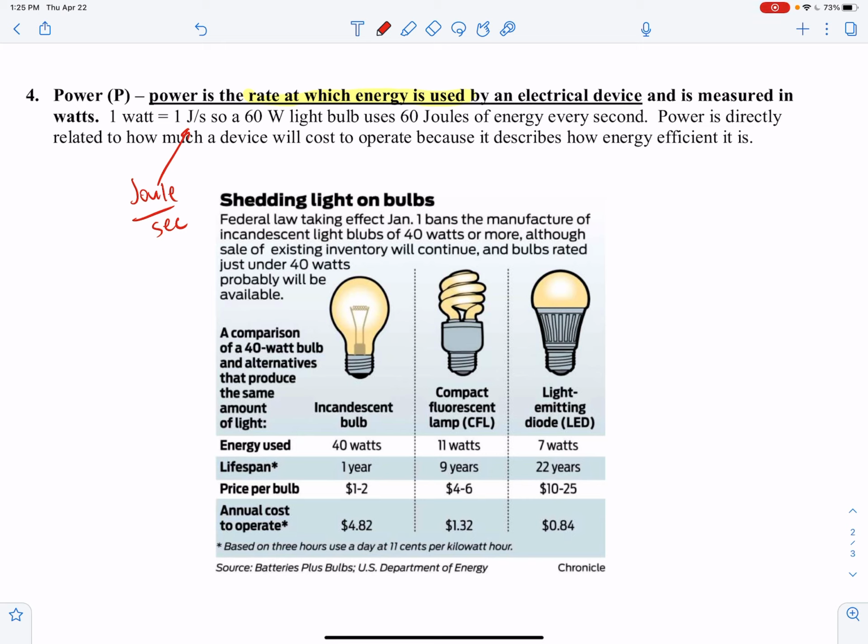Power is directly related to how much a device will cost to operate because it describes how energy efficient it is. So you can think of power as electron energy. I'm going to add usage to that because it's describing the rate at which it's used.